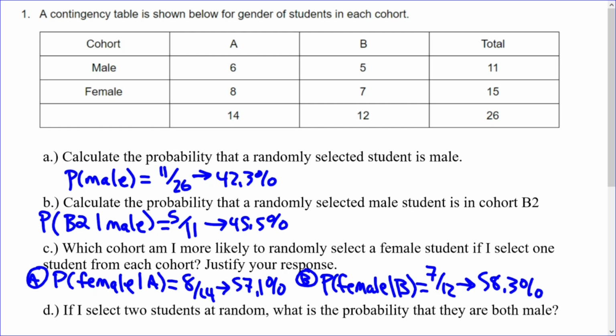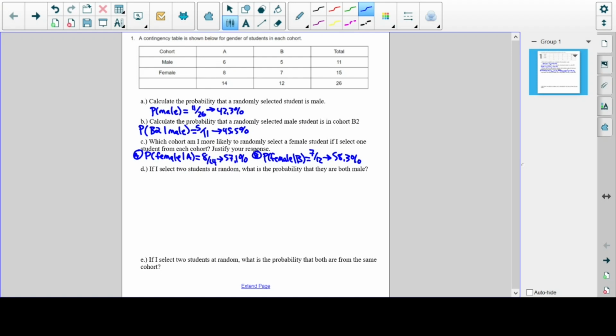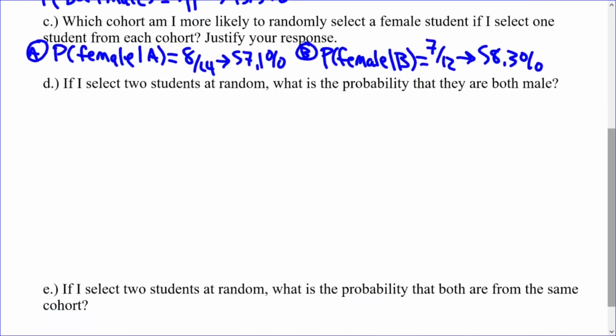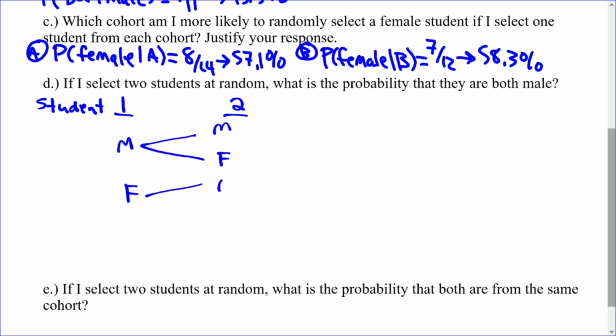Question D is a little bit more involved, and we're going to need to make a tree diagram. So we're going to make that as we go and then use it to answer the question being asked. This is one of those probability tree diagrams, so we need to include the probabilities as we write. Let's take a look. For question D, if I select 2 students at random, what is the probability that they are both male? So there are 2 students being chosen, student 1 and 2, and let's think about our options. The student can be male or female, and the second student can also be male or female. So these are our possible outcomes.